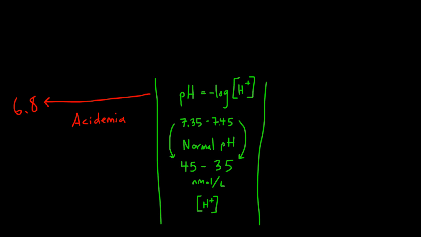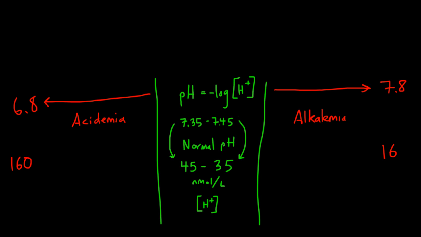And at a pH of 6.8, this represents about 160 nanomoles of hydrogen ions. Above this, we call this an alkalemia. At a pH of 7.8, this represents about 16 nanomoles per liter of hydrogen ion. The reason I put these limits here, 6.8 and 7.8, is this is probably the limit at which life can exist. Beyond this, life is not possible. So the majority of the patients you're going to take care of are somewhere within this range right here.